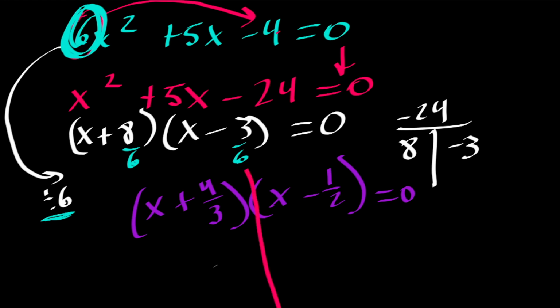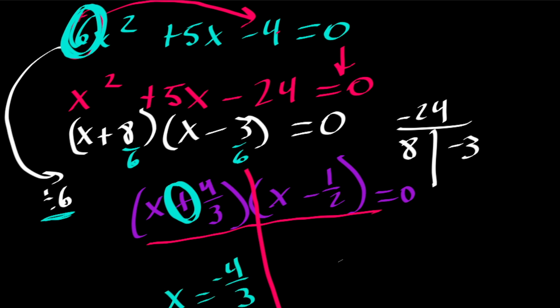I know I can split these up and set them each equal to 0, but if I want to make my life easy, I can flip this sign. So I know x is equal to negative 4 over 3. And I can do the same thing here and say x is equal to positive 1 over 2.